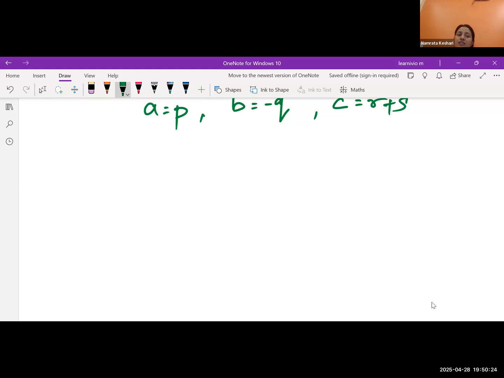Now the next part in your book is identifying whether the given equation is quadratic or not. So if the equation is x square is equals to x plus 2 times x minus 2, the question is to identify whether the given equation is quadratic or not.